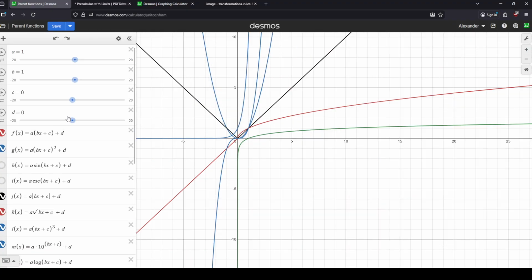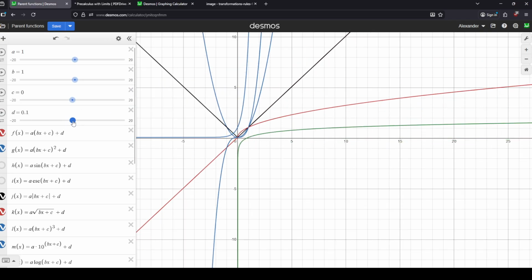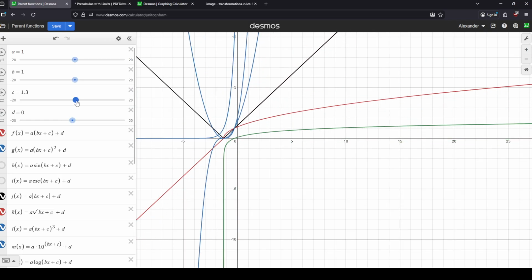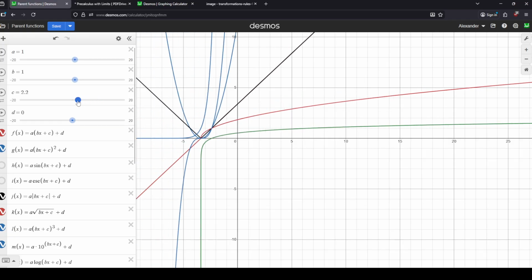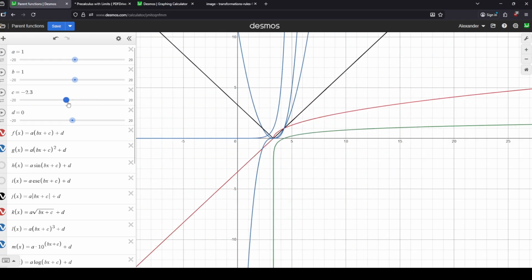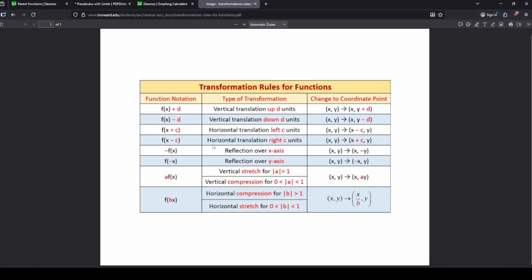All right, now let's look at my C values. Let's say I change the C value. Well, as I change C, again, I get that horizontal shift, just like this image is telling me. If I change the C value, I shift left or right.